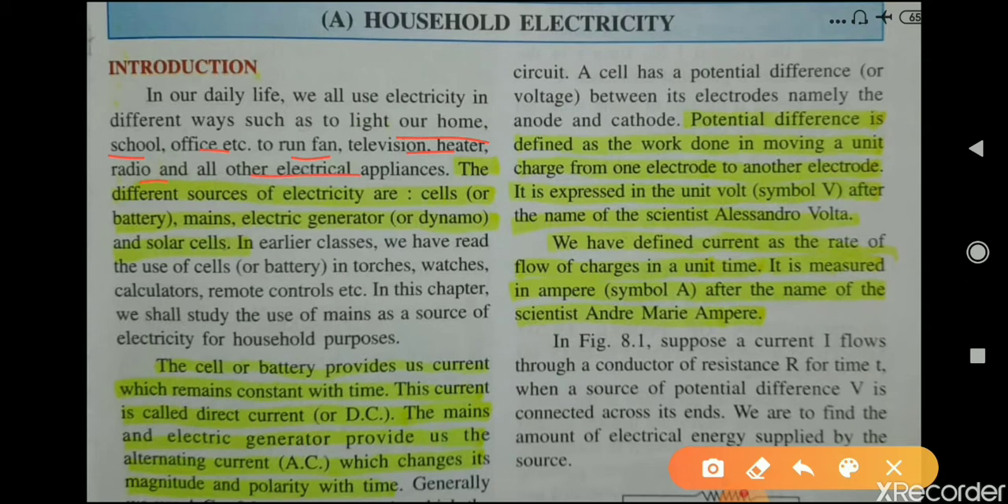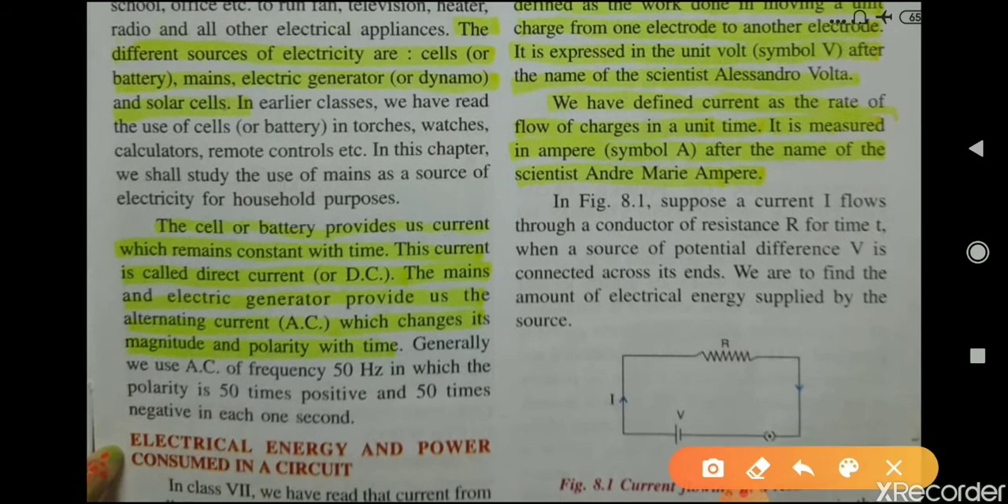Now, what is the source of electricity? So, the different sources of electricity are cells or battery, mains, electric generator or dynamo, solar cells. Okay, now the cells or battery provides us current which remains constant with time, that does not change. This current is called direct current or DC. The mains and electric generator provide us alternating current which changes its magnitude and polarity with time. Okay, so that is known as alternating current or AC.